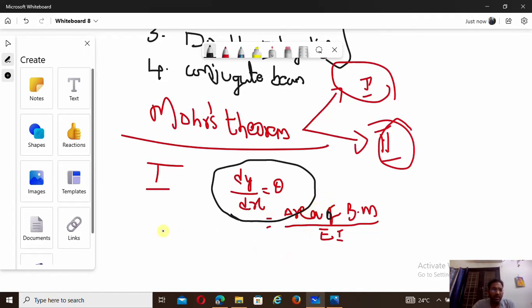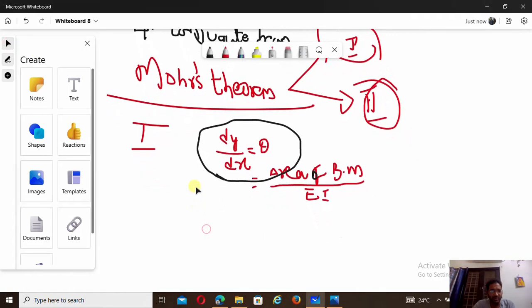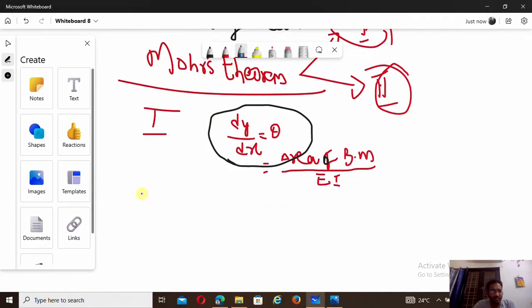Now the second theorem states deflection. Deflection is denoted by y. What does this statement mean?